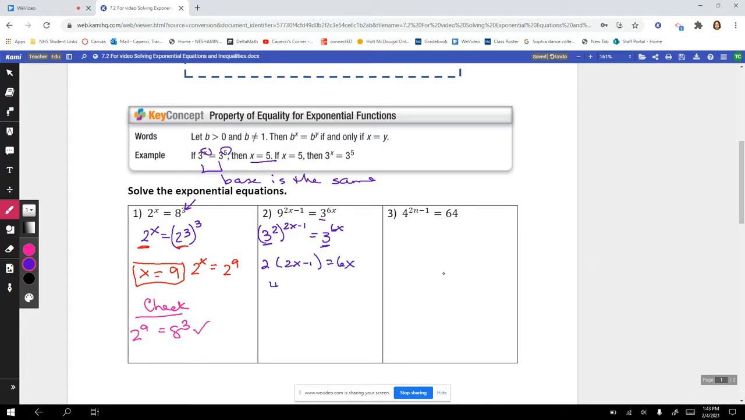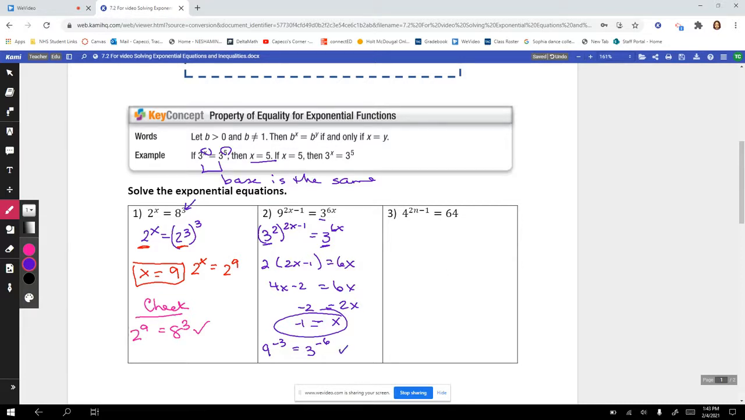Now, this just becomes a basic algebra problem, and I want to get x by itself. So I have 2x is equal to negative 2. So x is equal to negative 1. And again, I could put that in and check it. So I have 9 to the 2 minus 1, which gives me negative 2, minus 1 gives me the negative 3rd power, is equal to 3 to the negative 6th. And again, when you check that using your calculator, you can see that that's correct.